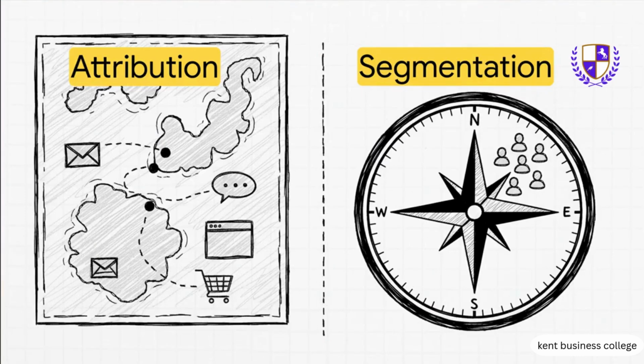Let's take an online fashion retailer, for example. Attribution might tell them that their loyalty emails are a huge driver of sales. But then segmentation comes in and reveals that's only true for their repeat customers. For brand new visitors, it turns out that social media ads are way more influential. See? When you combine these two insights, you can tailor everything for maximum impact.